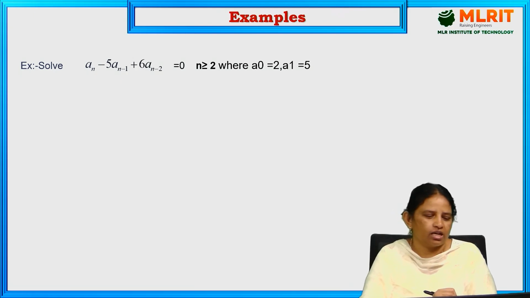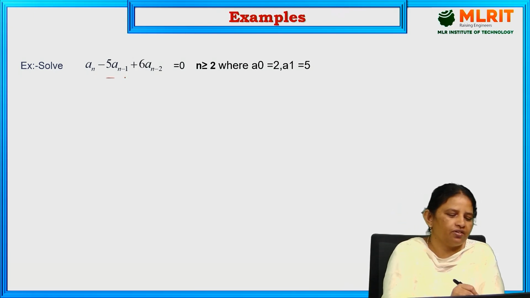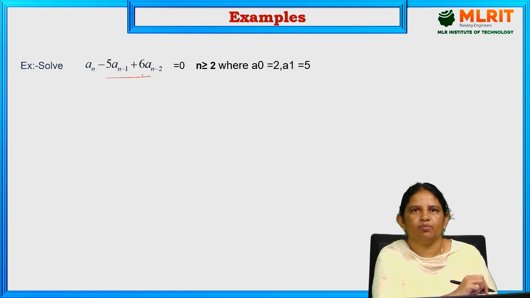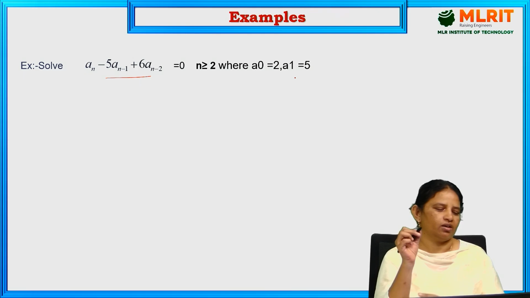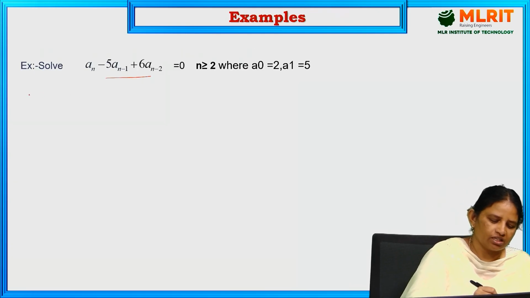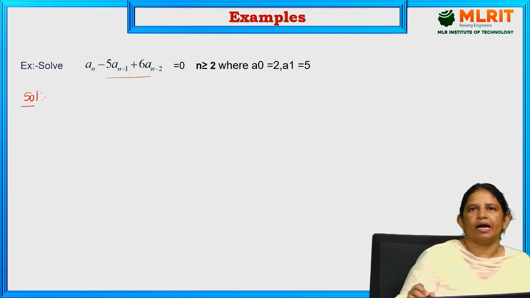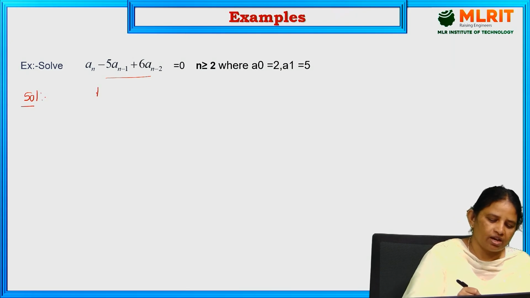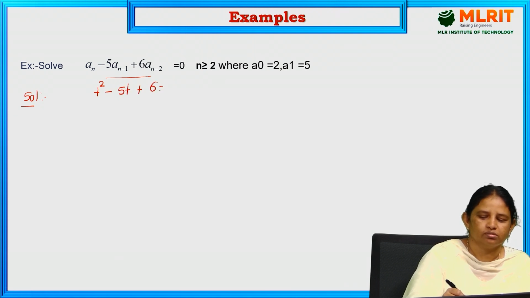Solve the recurrence relation an minus 5a n minus 1 plus 6a n minus 2 equal to 0 for n greater than or equal to 2, where a naught equal to 2, a1 equal to 5. So first of all, whatever equation has been given, convert it into characteristic roots, that is t square minus 5t plus 6 equal to 0.